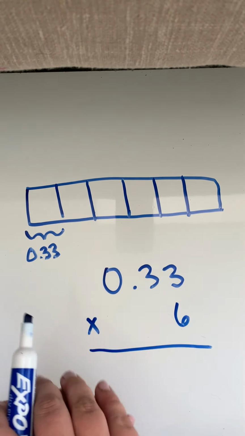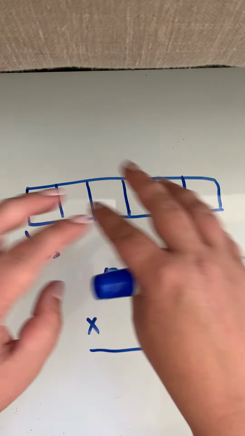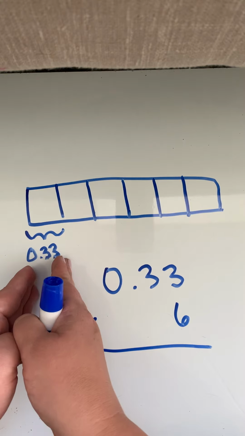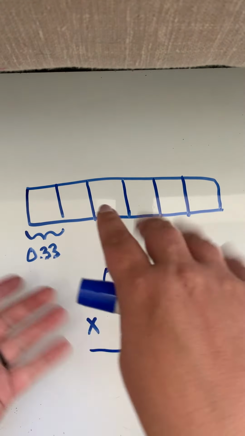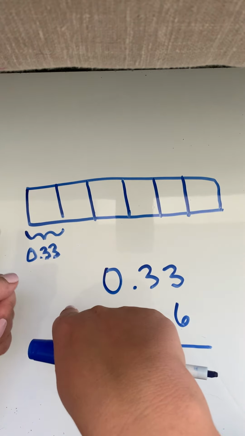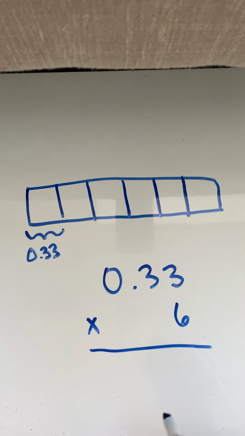Now I need to multiply because I'm trying to find the total amount of liters in all 6 bottles. It already gave me how much 1 was individually. If it was the opposite, if I was trying to figure this out, then I would be dividing, okay? All right, so 6 times 3 is what?